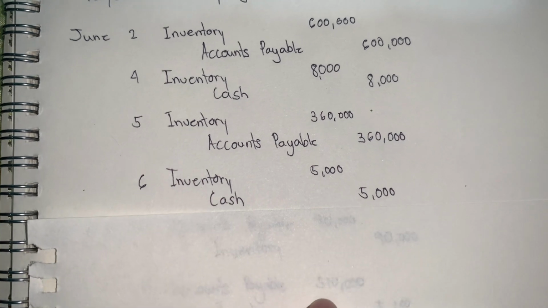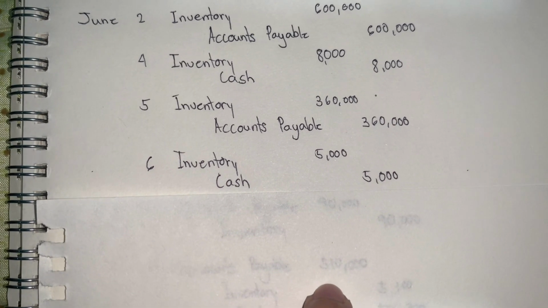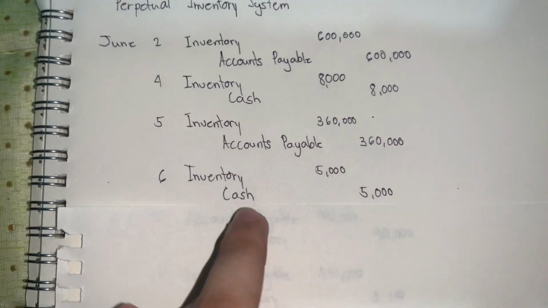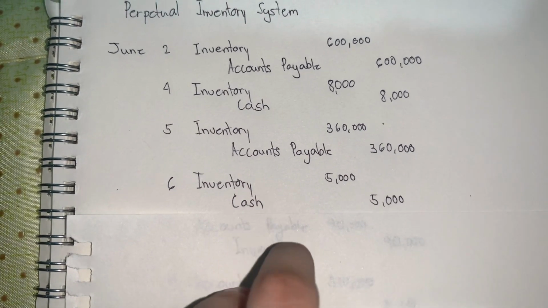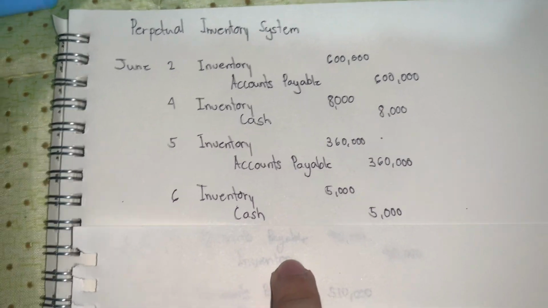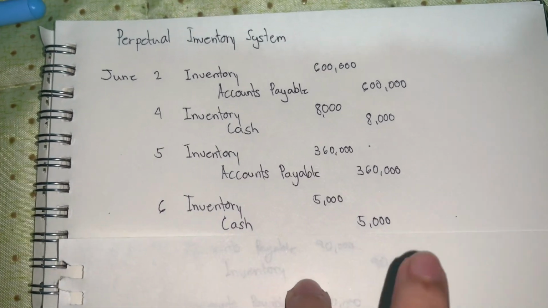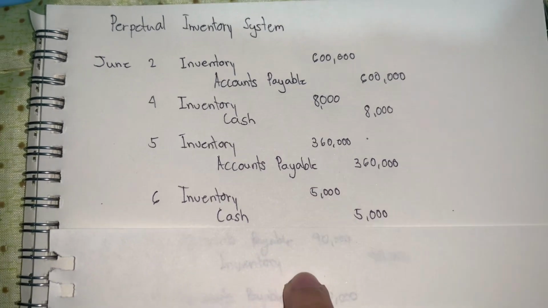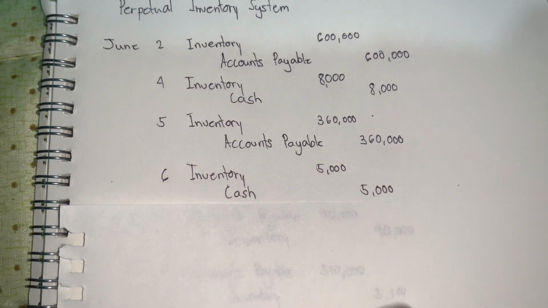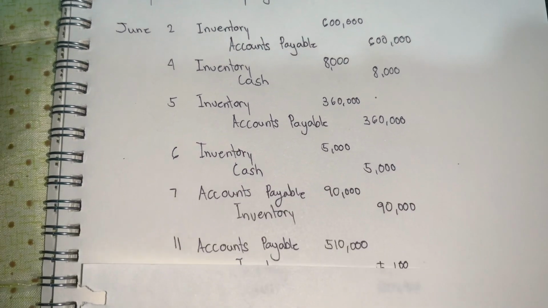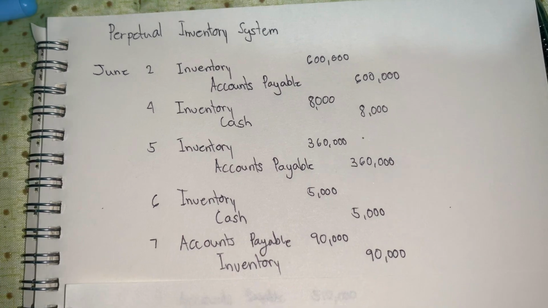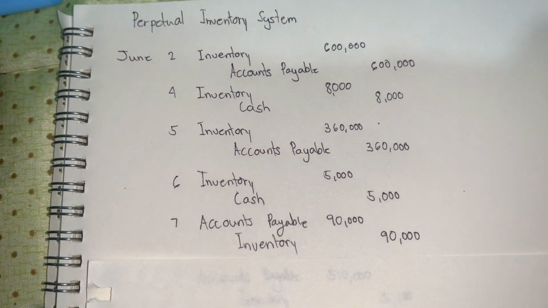In June 6, so here's our entry. Paid trucking firm 5,000 to ship the tires purchased on June 5. So it's the same entry as what we did in June 4. Instead of freight in, in perpetual we use inventory account. So we debit inventory for 5,000 and we credit cash for 5,000. Our entry for June 7 is this. We debit accounts payable 90,000 and credit inventory 90,000.